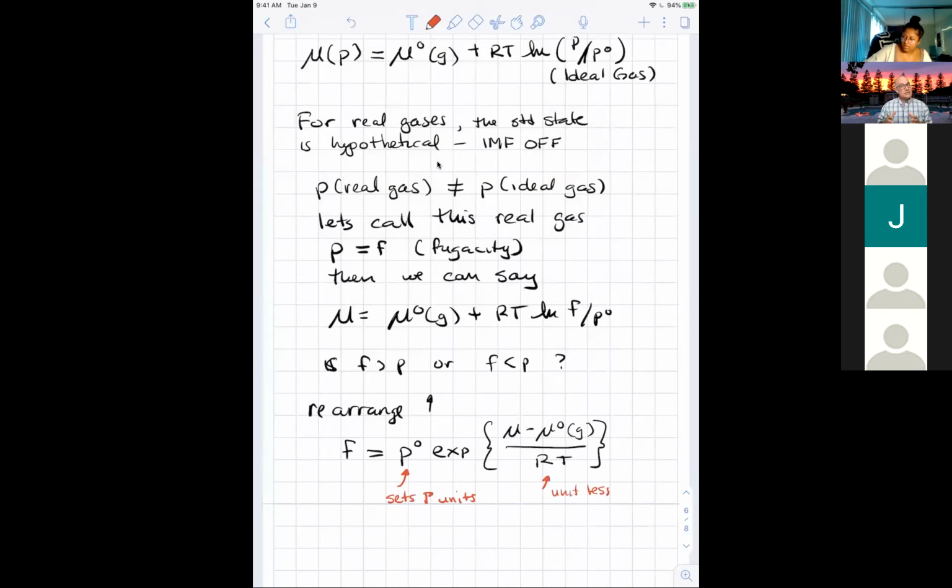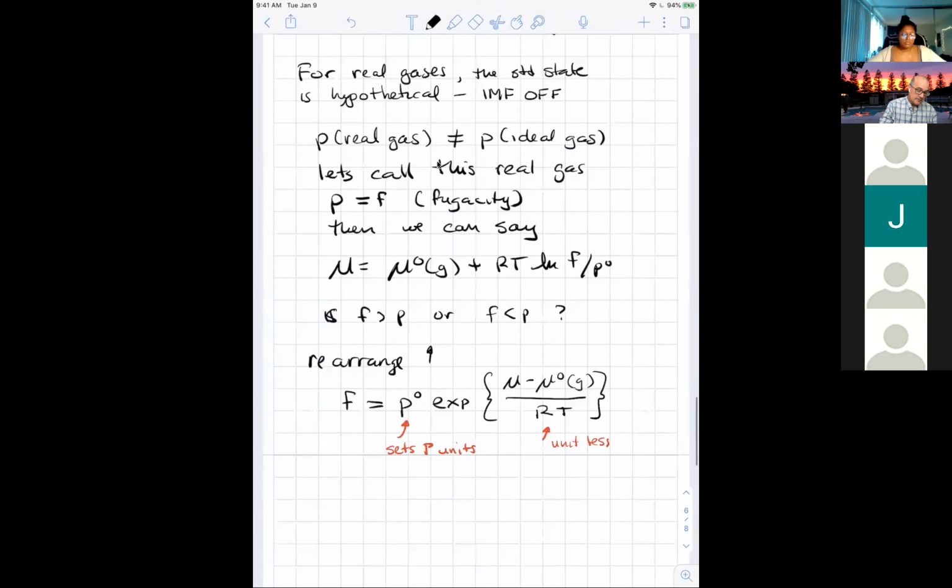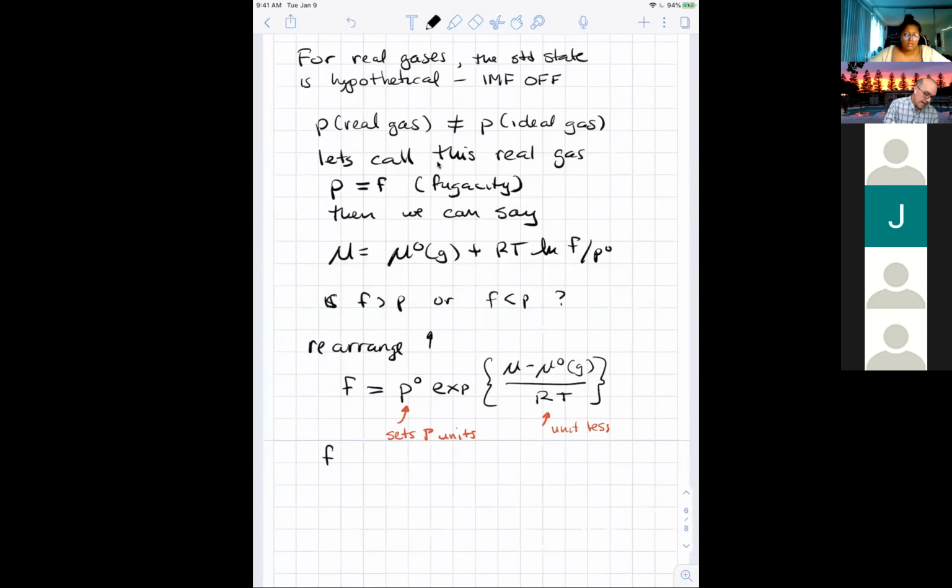And what it is, it's the free energy difference between the real state and the hypothetical state, right? So the free energy difference between the real state and the hypothetical state. And this is the kind of equation or relationship we're going to see a number of times, and it's very, very important. So F has units of pressure, but what it is, it's kind of an effective pressure.